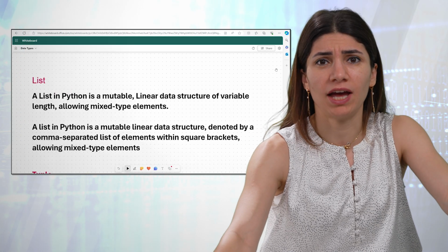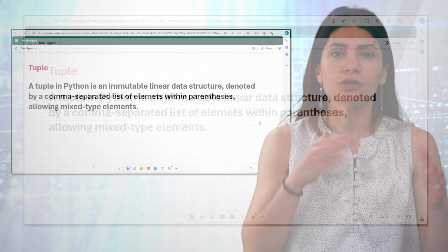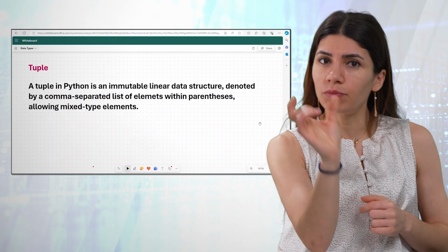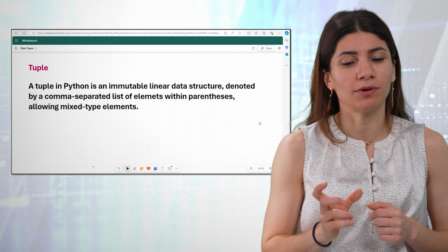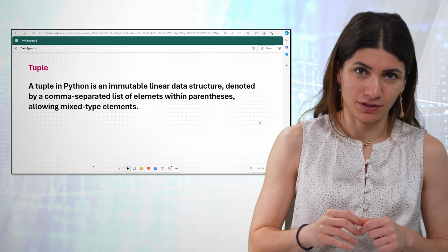And then for tuple, we have a similar definition. A tuple in Python is an immutable linear data structure denoted by a comma separated list of elements within parentheses allowing mixed type elements. So the difference, as you see, between a list and a tuple is that word mutable versus immutable. And we're going to talk about that a lot, and that is a significant difference between the two.